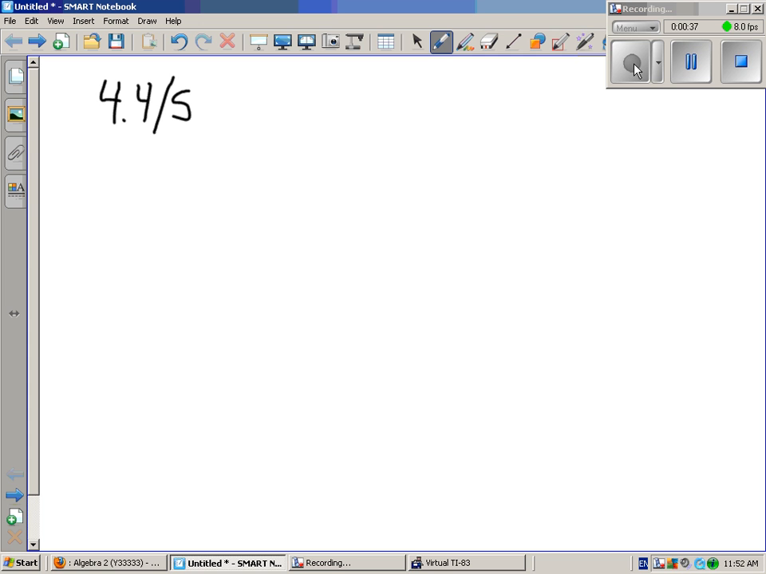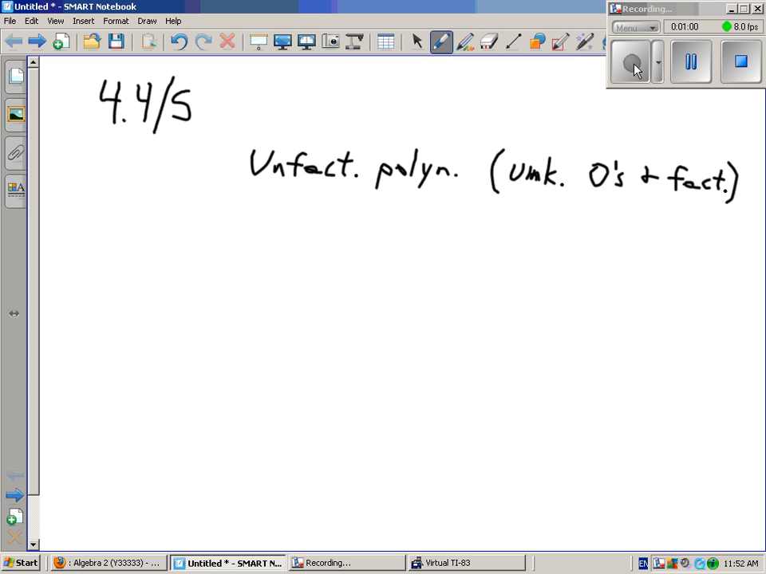First, what we start out with is an unfactored polynomial. When we say it's unfactored, what we don't know, unknown, are the zeros and factors. We don't know either of those things. So we have something like x to the fourth plus some number times x cubed plus blah, blah, blah. It doesn't have to be fourth order, I just pulled that out of the air.